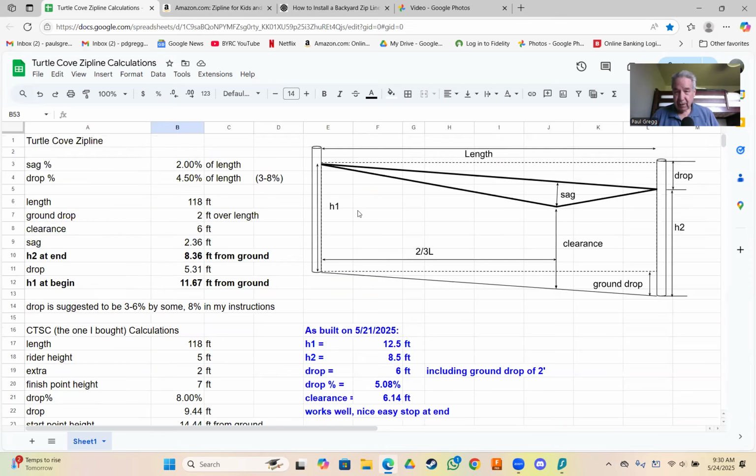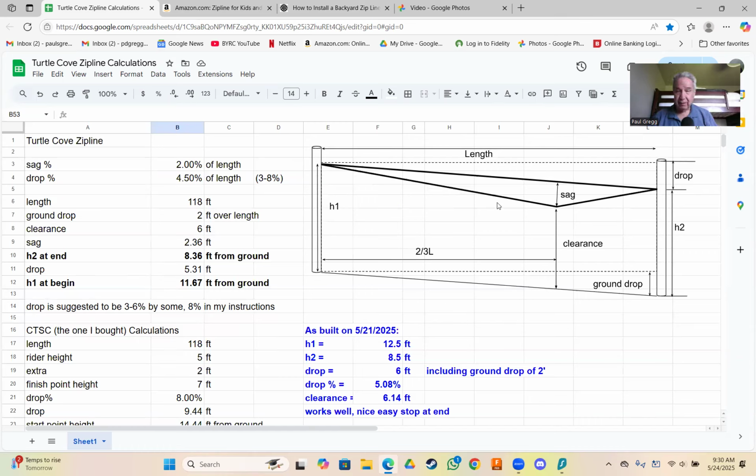But what happens is if you get really fast at the front end, and you're always going to have sag, and then you're going really fast here. If you're going too fast, when you start to go uphill at the end, that slows you down, and then you hit the spring, and how violently you hit the spring depends on how much speed you got in the middle of it. And there's a happy medium there.